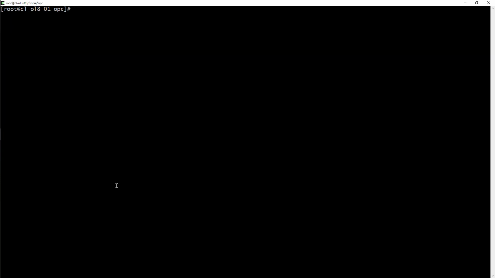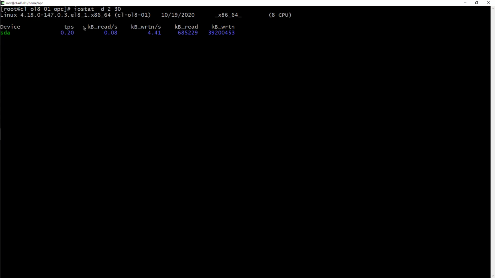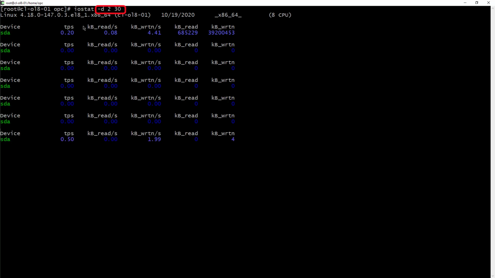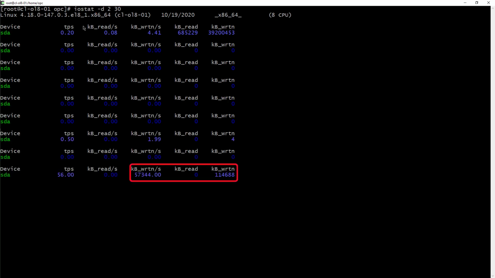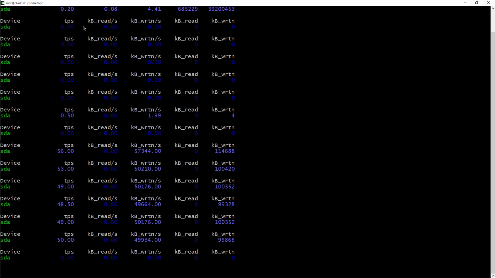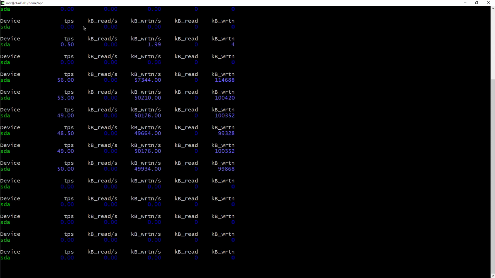Next, clear the screen. You can run multiple reports at different intervals by using interval and count arguments when executing the iostat command. This example displays 30 reports at 2-second intervals for all devices. As you can see, a large amount of data is being read, then written to the sda device. And then finally finishes reading and writing to device sda.